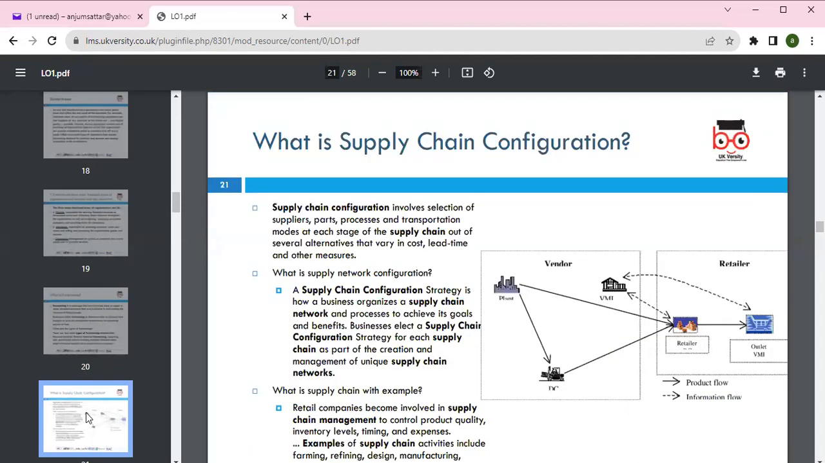Okay. What is supply chain configuration? Supply chain configuration involves the selection of suppliers, ports, processes, transportation, and supply chain outlets, where we can look at several alternatives that vary in cost, lead time, and other factors. Yes, what is the supply network we need to look at? Supply chain and the network. We can look at supply chain configuration strategies, supply chain as a part of creation management, and the supply chain network. That's all we need to do.